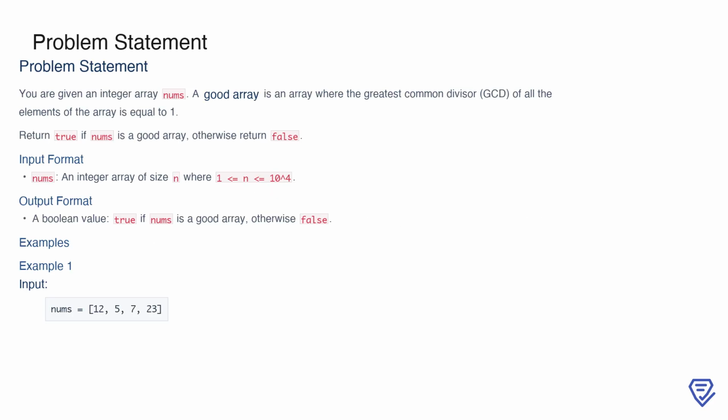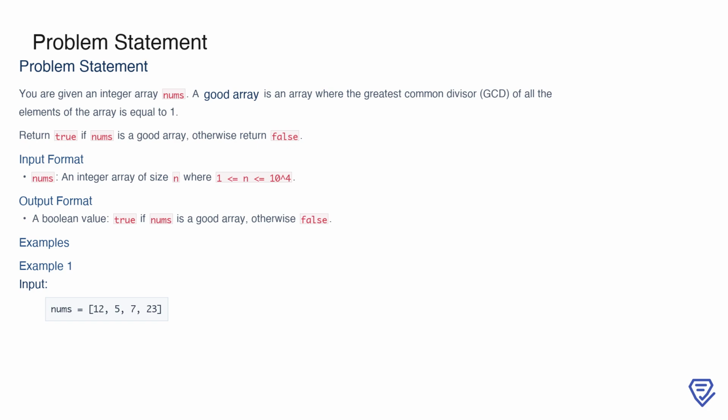In this problem, we are tasked with determining whether a given integer array, called nums, is a good array. An array is defined as a good array if the greatest common divisor, or GCD, of all its elements is equal to 1. To solve this, we need to return true if the array is good, and false otherwise.